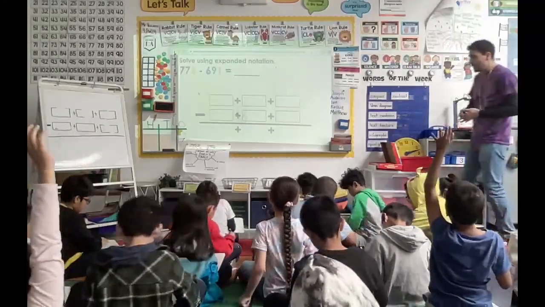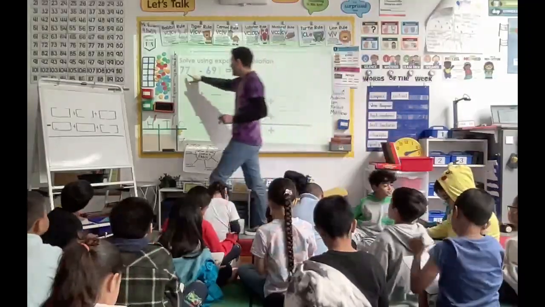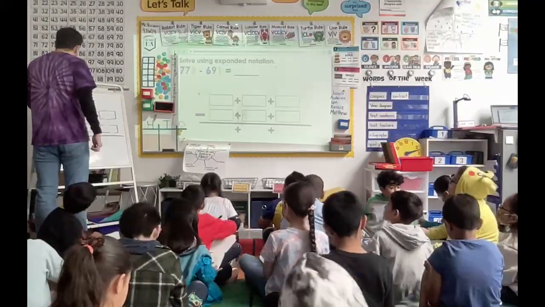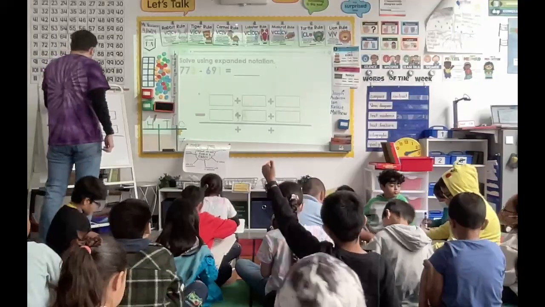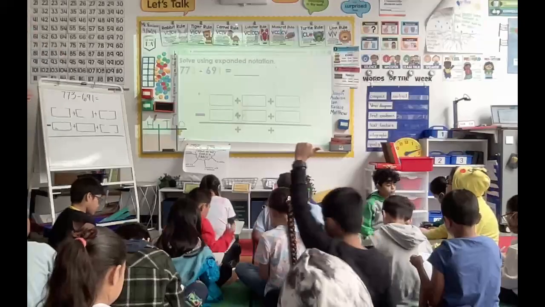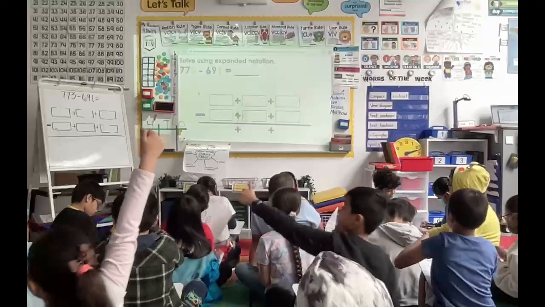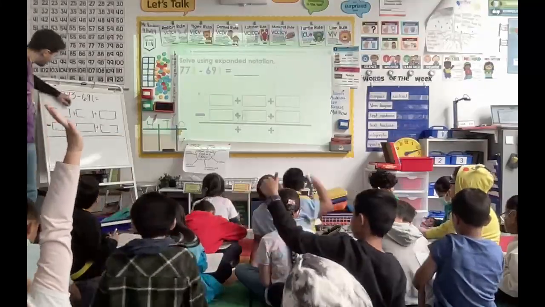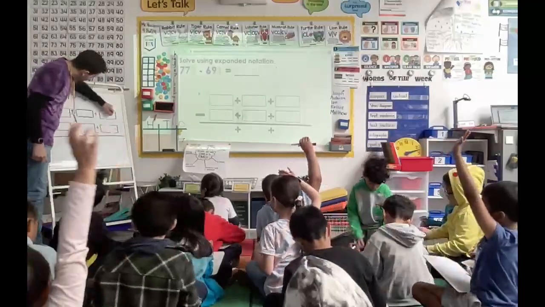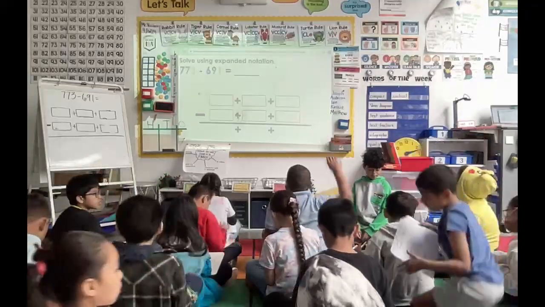On top, go ahead and write your equation. Don't expand it yet. Just write this equation somewhere on top, just so you know what you're expanding: 773 minus 691 equals. All right. Can I have a volunteer to come up and expand my first number? Go ahead, Jacob, expand the first number.